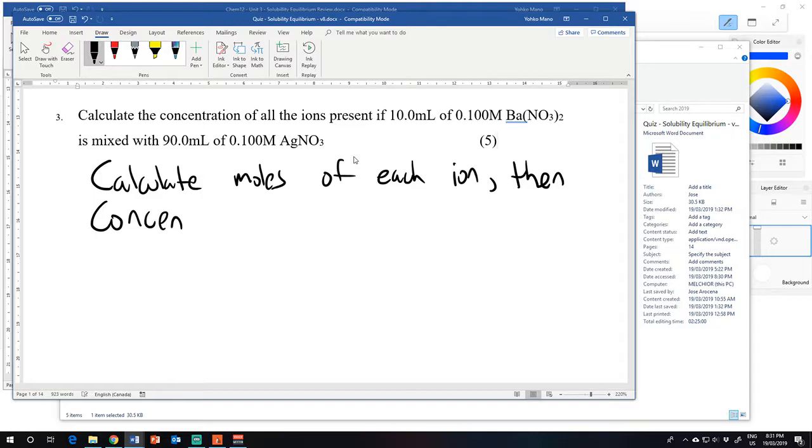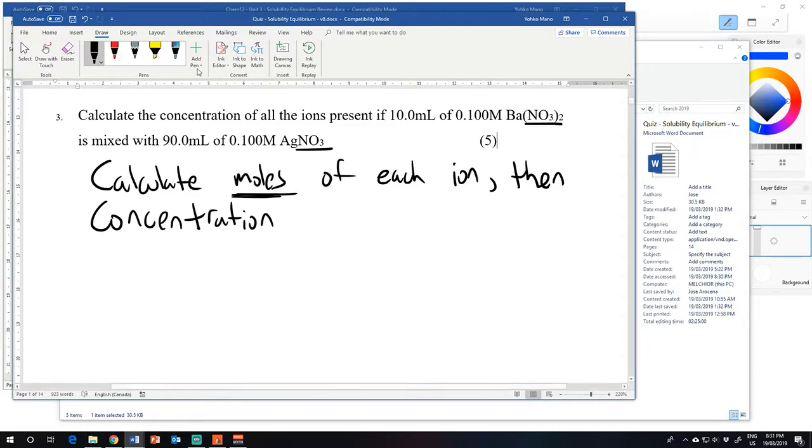It's a much more robust method, and it'll work in situations where you have multiple sources of the same ion, like in this question. Because in this question both salts provide nitrate ions, but one salt provides twice as many nitrate ions as the other. So if you calculate the moles of the nitrate, then you can calculate the total number of nitrate moles that are present, and then just use that to calculate the concentration of nitrate ions. You don't have to worry about fiddling with any kind of ratios or anything like that.